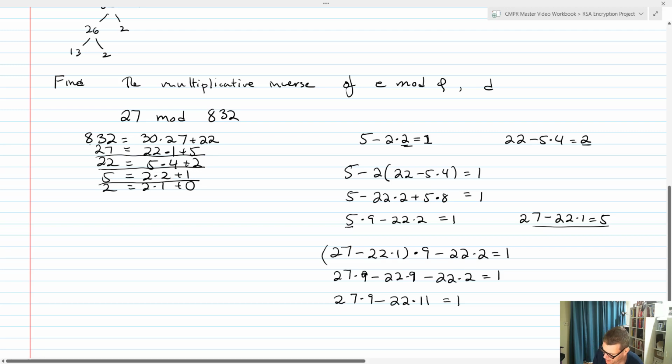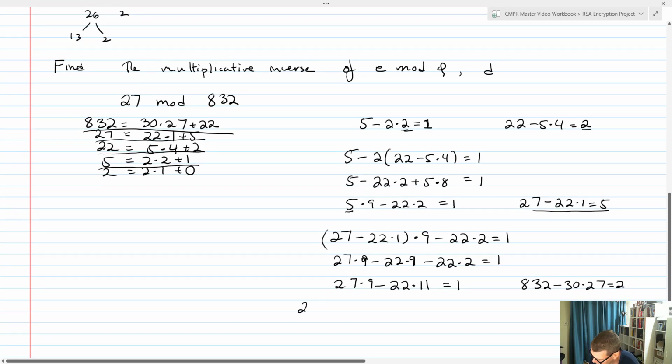Then finally we got the last equation here. That's 832 minus 30 times 27 is going to equal 22. Come up to that last equation, I plug that in. I got 27 times, equals 22, not 2, but 22. 27 times 9 minus, this will be 832 minus 30 times 27 times 11 equals 1.